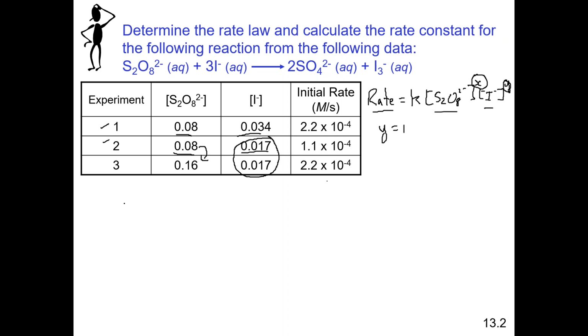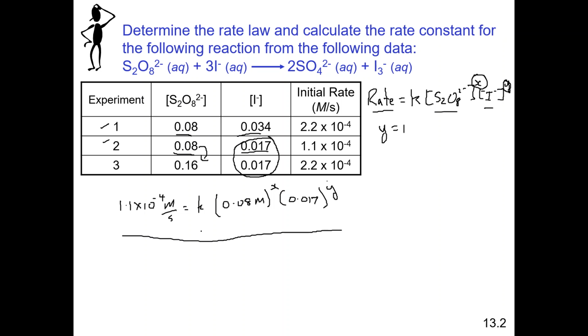So for experiment 2, it is 1.1 times 10 to the minus 4 M over s is equal to k times 0.08 M raised to the x times 0.017 raised to the y. So that's the equation for experiment 2.